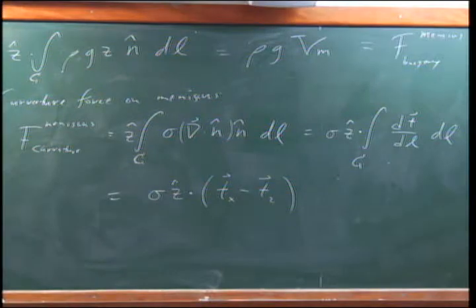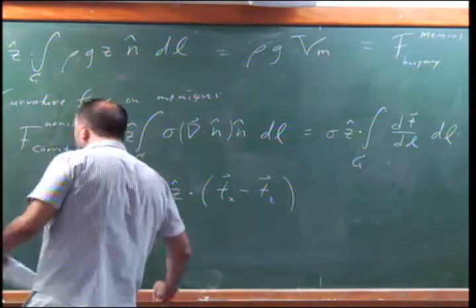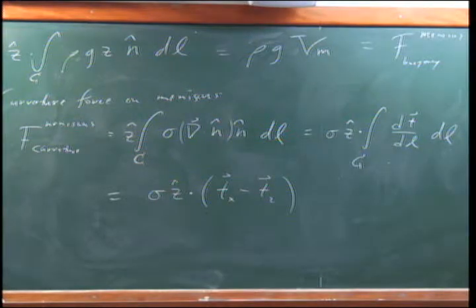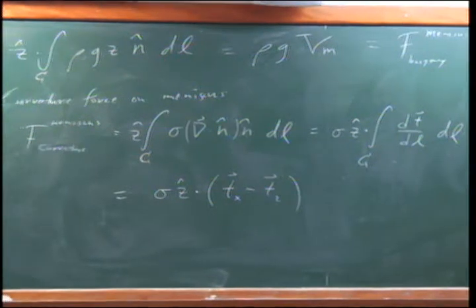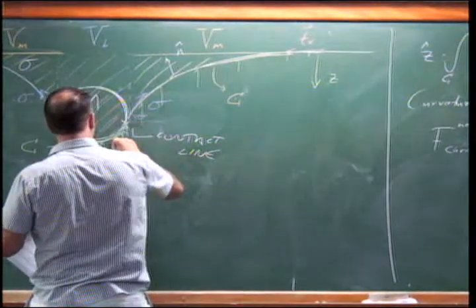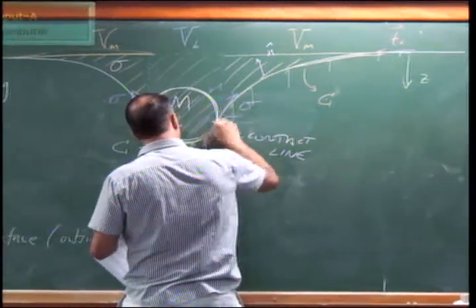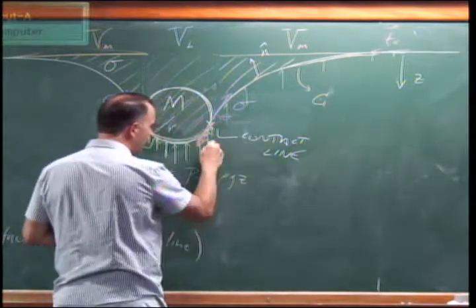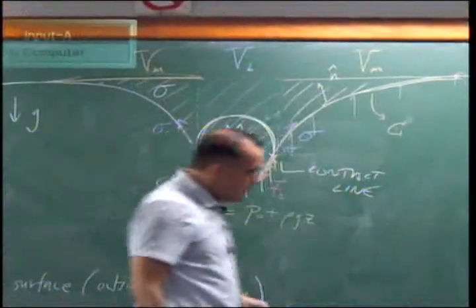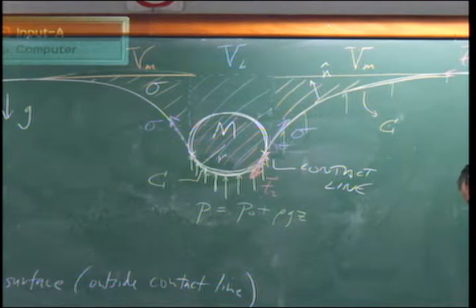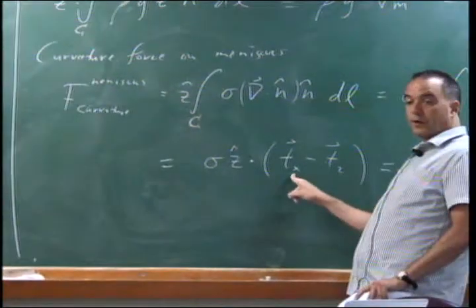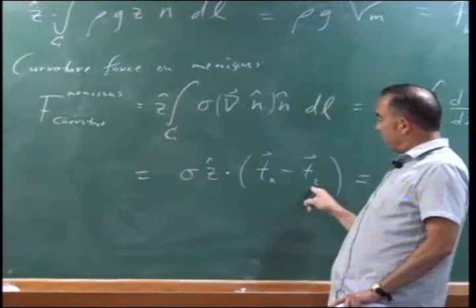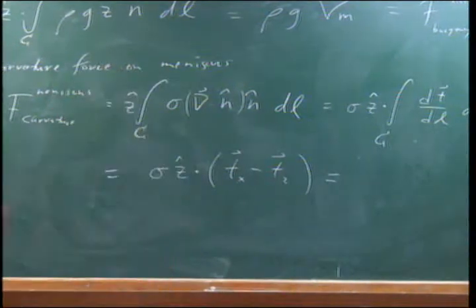So T1 and T2 is basically this guy. Okay, so that's the tangent at one endpoint, and this is the tangent at the other. Okay? And so this has no vertical component. So the vertical component is simply going to be this guy again.